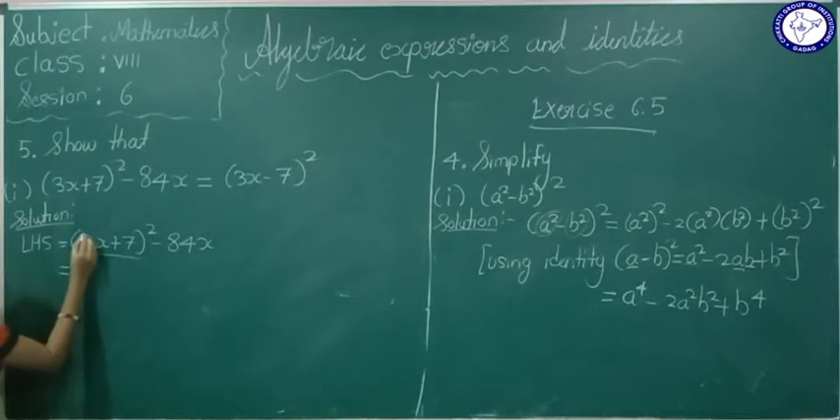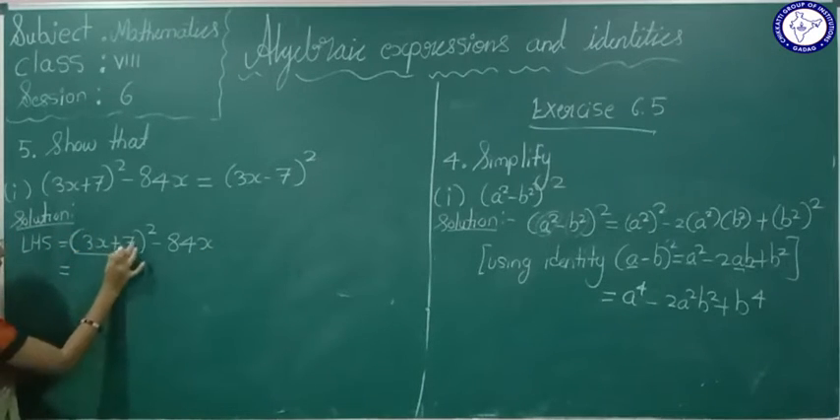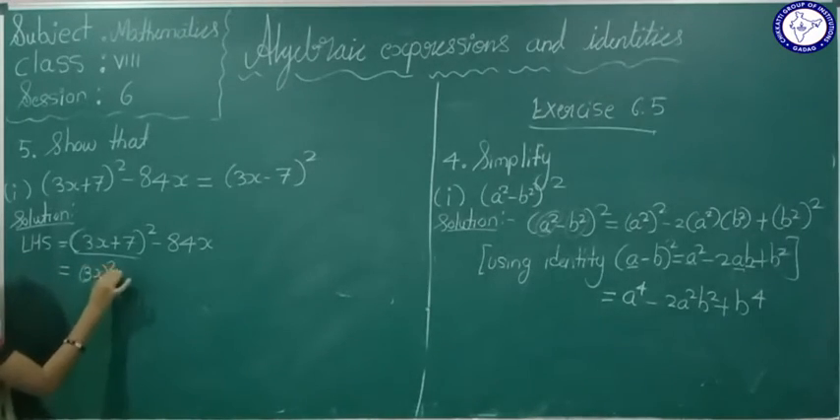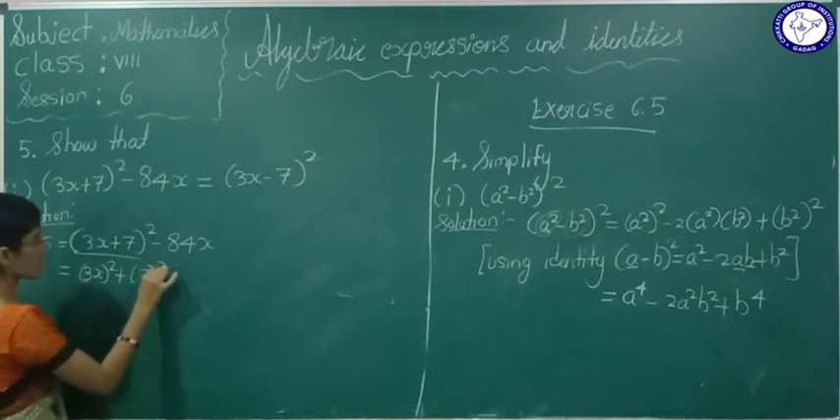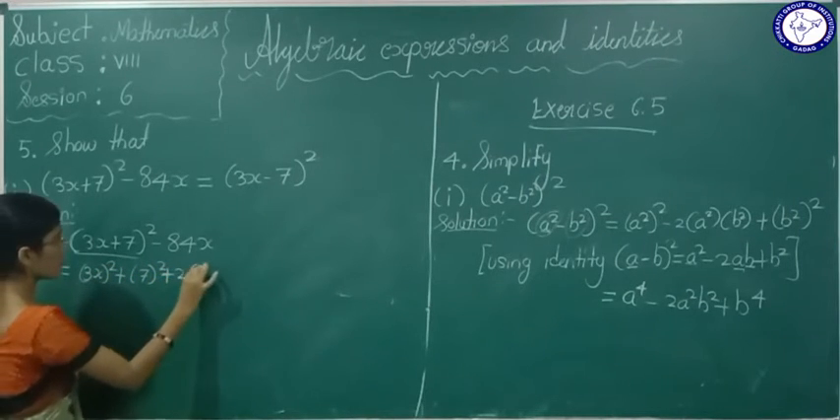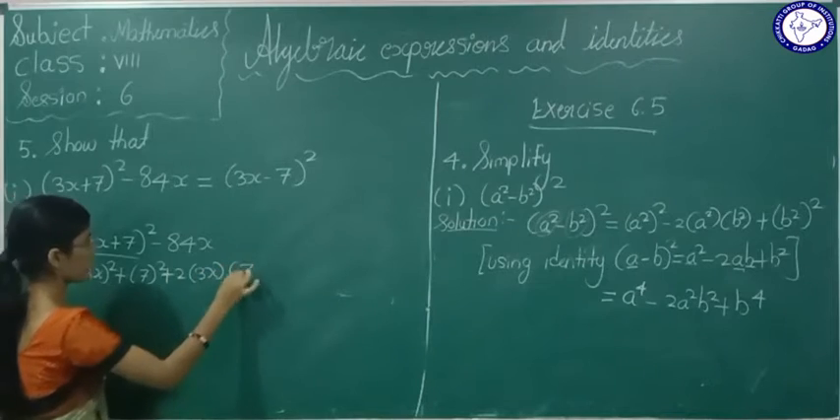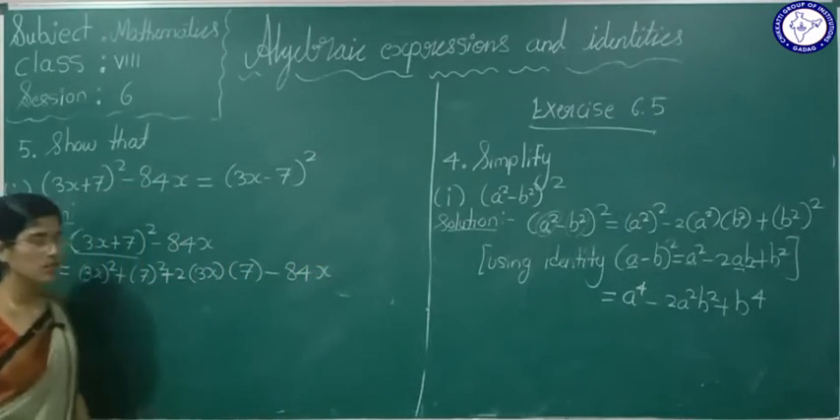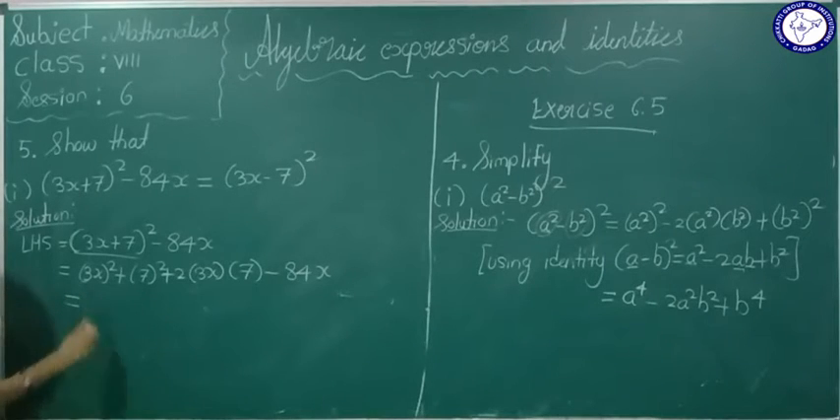Now see student, this is in the form of (a plus b) the whole square. What is (a plus b) the whole square? The identity tells us that it is a square, that means (3x) the whole square plus 7 the square plus 2ab minus 84x.